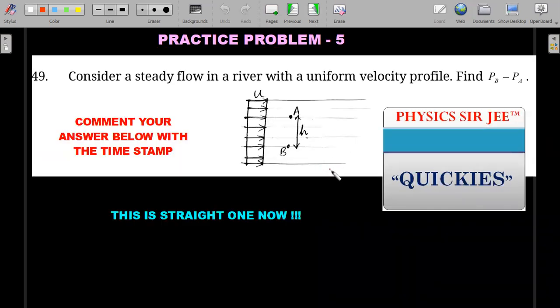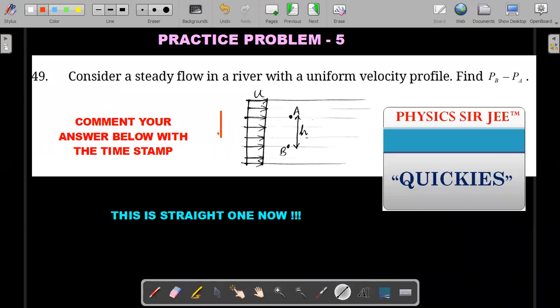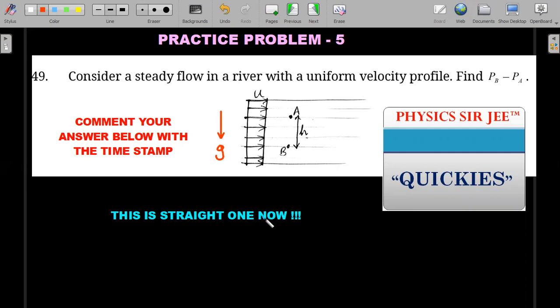Problem 5, just to cheer you up, to tell you that what you have been doing in your JEE practice problems is correct. This is a very straightforward one. When there is a uniform flow, that means every speed is u, then between two different streamlines, how do you calculate PB minus PA if this is the vertical direction? Acceleration due to gravity, let me mark it so there's no confusion, is in this direction and its value is g. I think this is very straightforward, and now you know why you can apply Bernoulli's equation between two different points on a streamline.